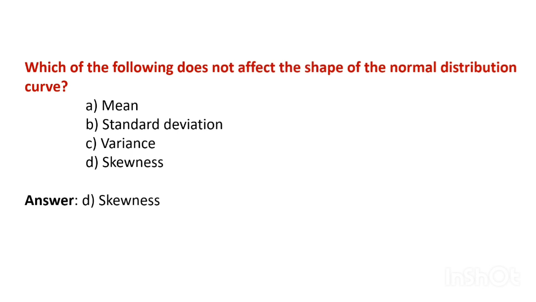Generally, skewness affects the shape of the distribution. The normal distribution has no skew, skewness will be 0, and it does not change, whereas mean and standard deviation affect the location and spread of the curve, so the correct answer is option D, skewness.